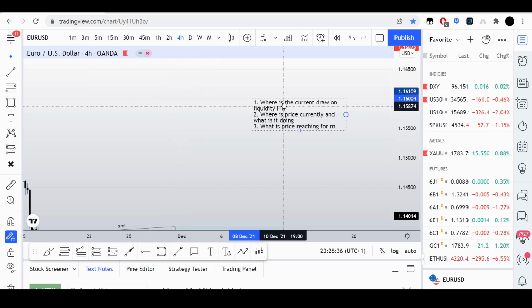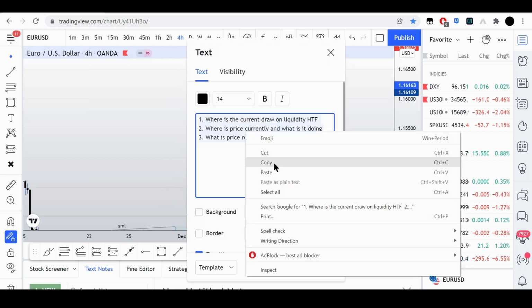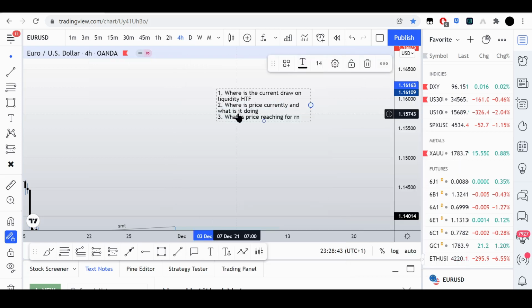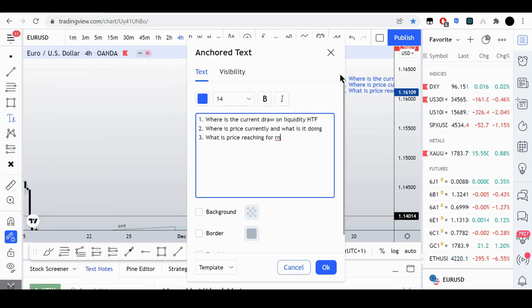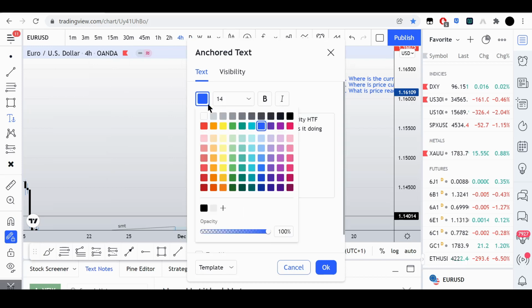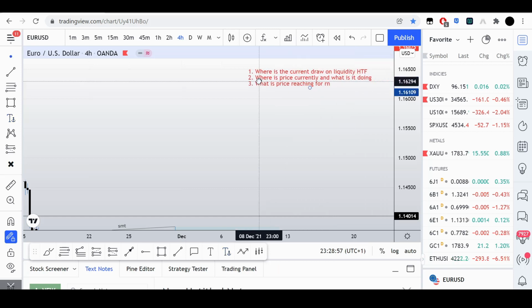Let me see if this is an anchor note. Actually, this isn't. Let's make this an anchor note real quick. I'm gonna delete this and make this an anchor note, that way we can keep this over here while we move on to the chart. So where is the current draw on liquidity?